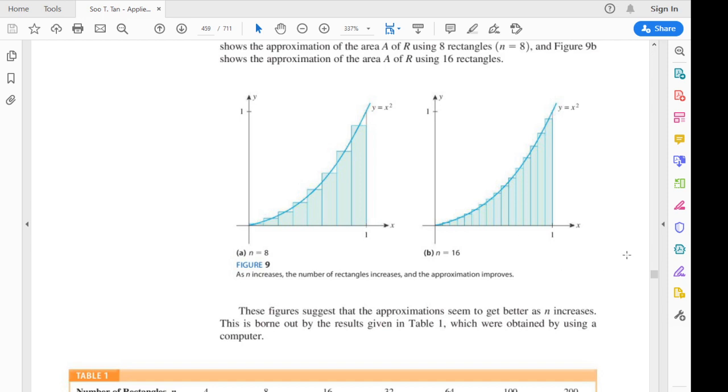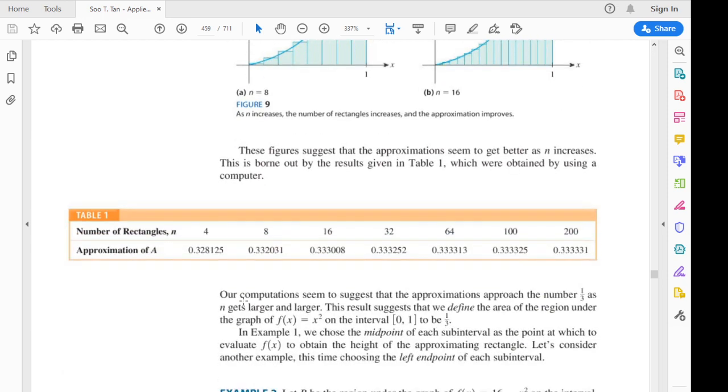If I keep doing this and keep increasing the number of rectangles from what the book got, starting with 4, then 8, then 16, 32, 64, 100, 200, you can start to see towards the end here what's happening with that first digit: 0.3, 0.33, 0.333, and so on, and it seems to be approaching 1/3.